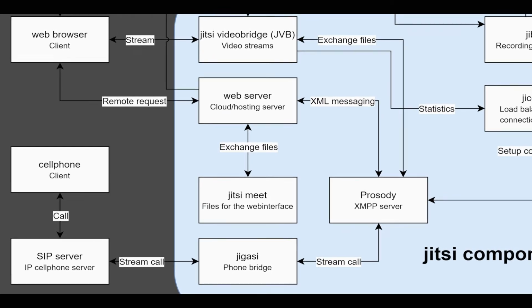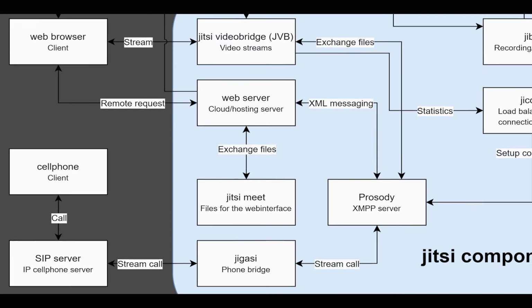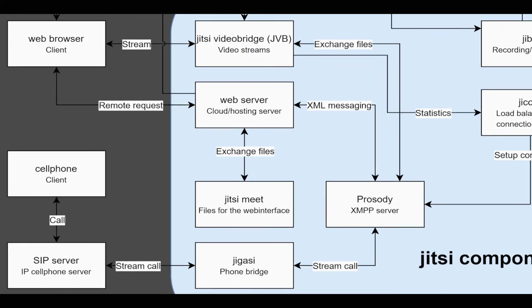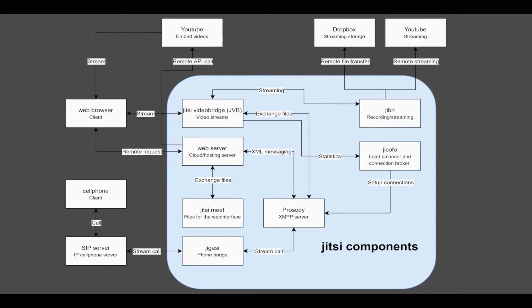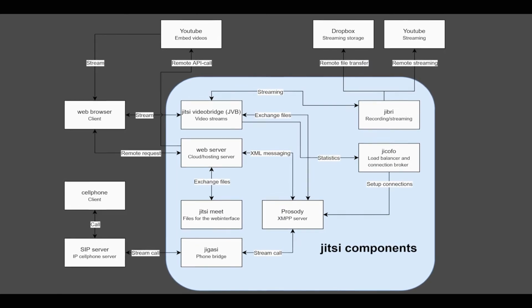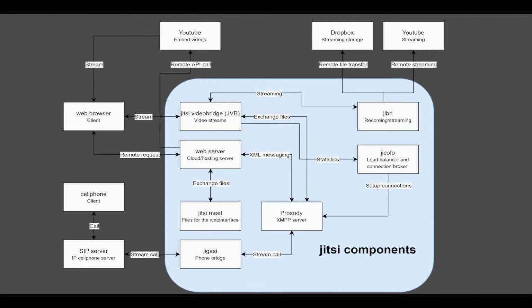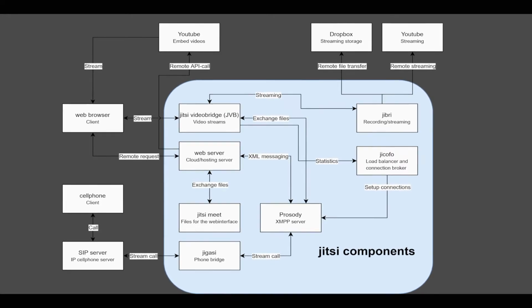And finally, we have Prosody, which is an external free XMPP server serving as the base of the setup backend. These components can interact with the YouTube server to stream conferences and embed videos, and with Dropbox to transfer files over Jitsi.